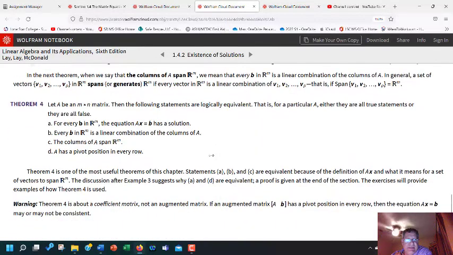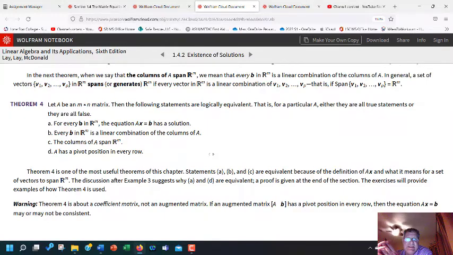This leads us to theorem 4, which is an important theorem for us. Let A be an m by n matrix. The following statements are logically equivalent. That is, for a particular A, they're all true or they're all false. The first statement is that for every b in Rm, the equation has a solution. To have a solution means you can write every b in Rm as a linear combination of the columns of A. Also, the columns of A span Rm, and A has a pivot position in every row.